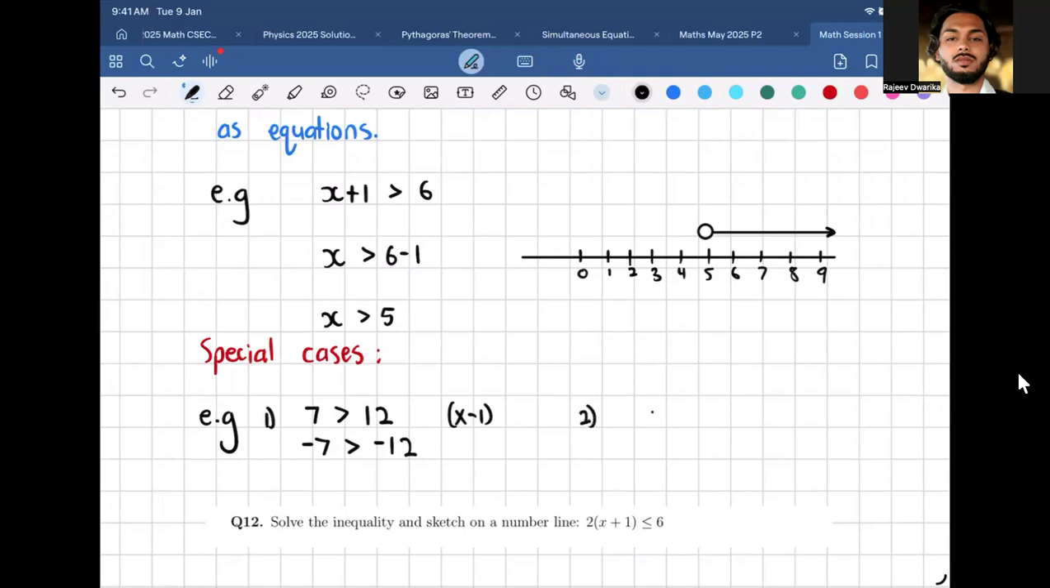Okay, but let's look at a different case. What if we have 7 is less than 12? Wait, I made a mistake. Check this out. Shay, is 7 more than 12 or less than 12? Less. So it's supposed to be less than 12. I want to multiply by -1. What happened to the sign? It changed to more than. I hope everybody understands that. My bad. Let's look at another example.